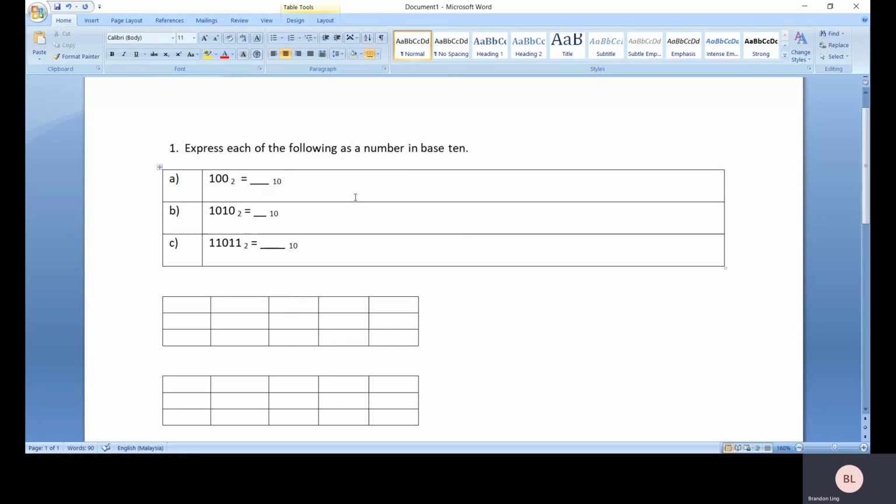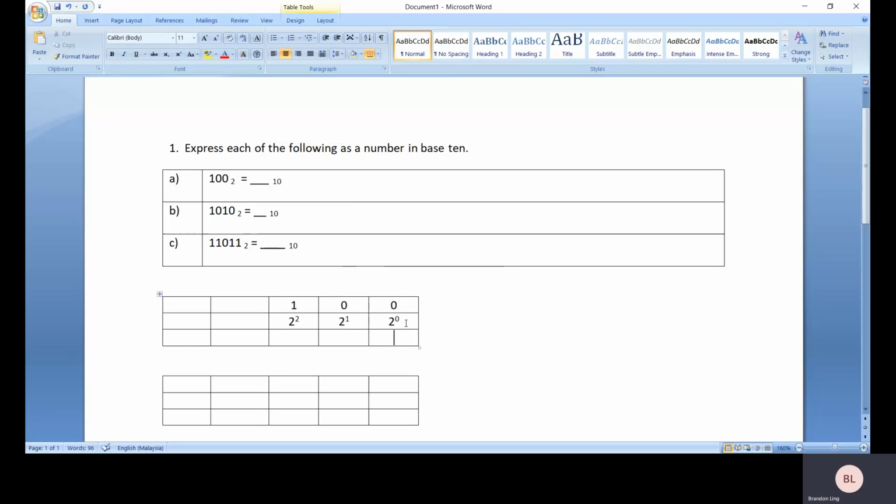Basically, it's very simple. First, you need to list out all the digits here, 100. So it's actually a 3-digit number, followed by, we can write 2 power 0, 2 power 1, 2 power 2. Okay, so what you need to do next is you multiply these two numbers together.